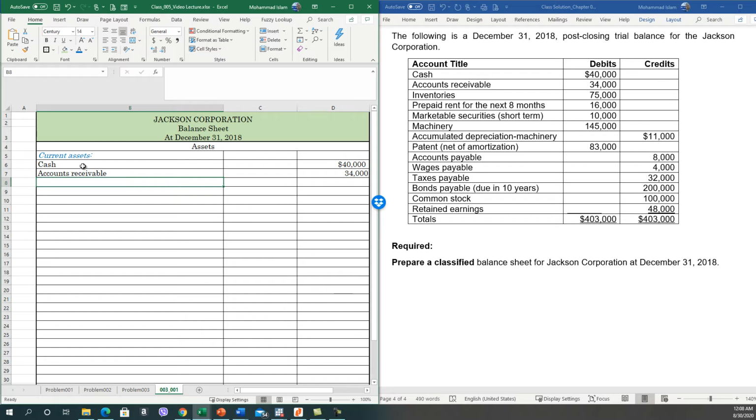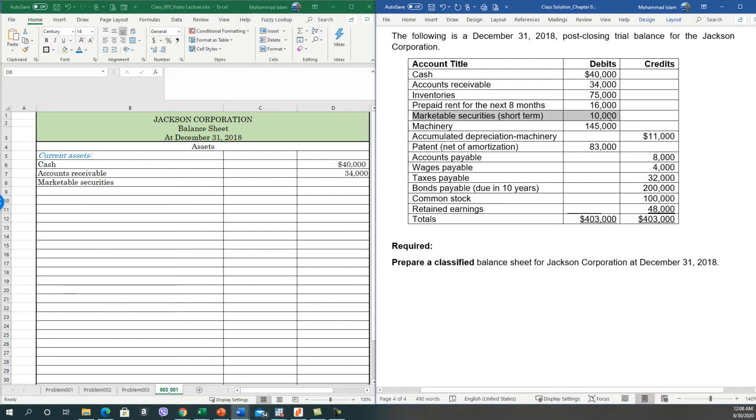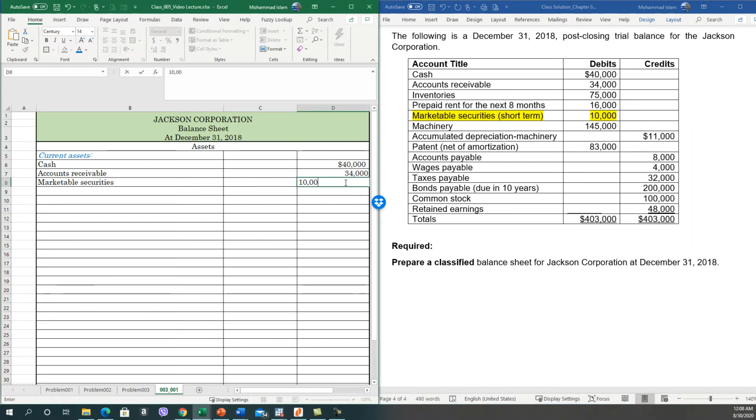Then we have marketable securities. Here we have the marketable securities, which is 10,000. So 10,000 marketable securities. Then we have inventories, that is 75,000, which is also a current asset.